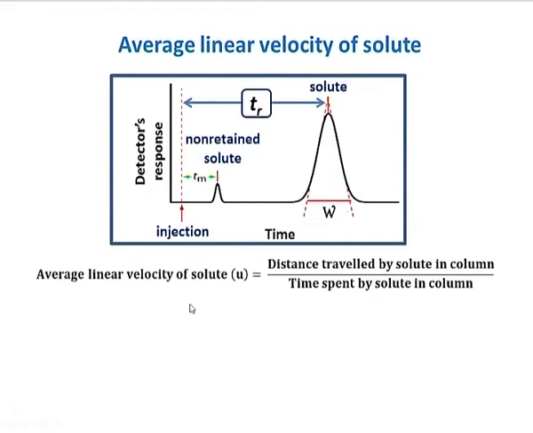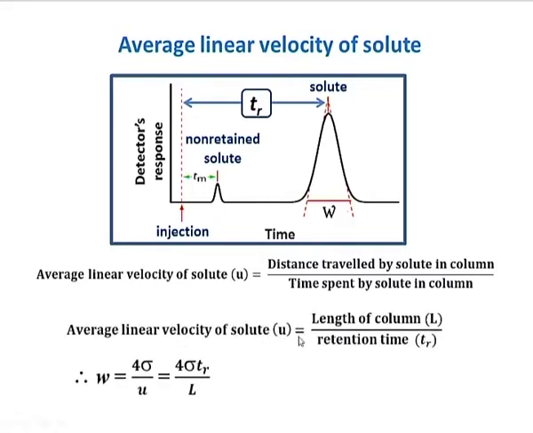Now, when we talk of this average linear velocity of solutes, which is u, it is equal to distance travelled by solute in a column upon time spent by solute in a column. That is a direct relationship, which means this u should be equal to the length of the column, which would be the distance travelled by solute, given by L, upon retention time Tr of the solute. So, that Tr corresponds to time spent by solute in a column. So, we have another relationship here, u equals L upon Tr.